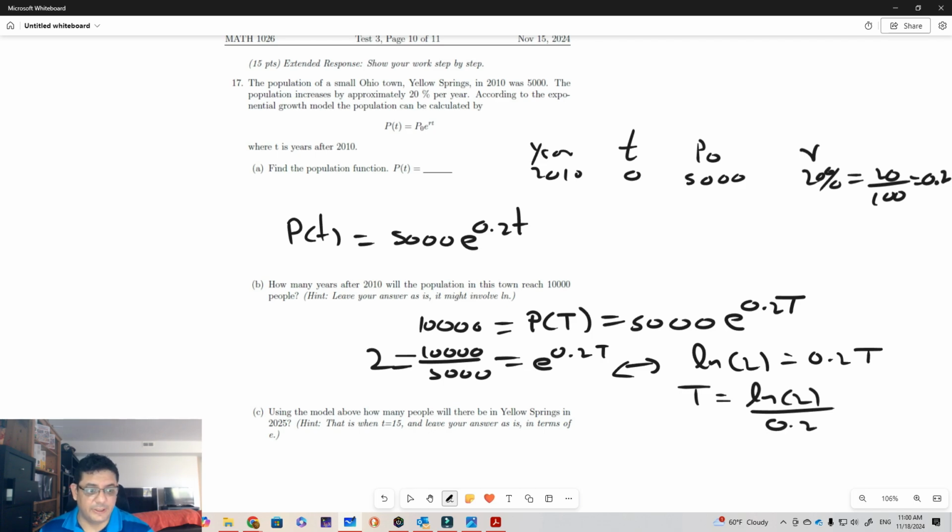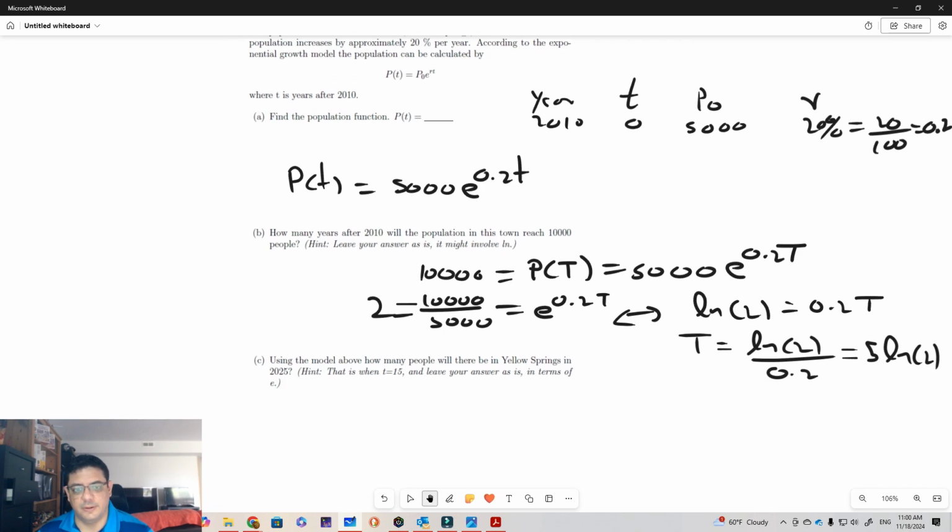And this is perfectly a good answer. But another way that you can see this is as 1 over 5. 0.2 can be seen as 1 over 5, so you can do 5 log of 2. Okay? And so that's a good final answer.